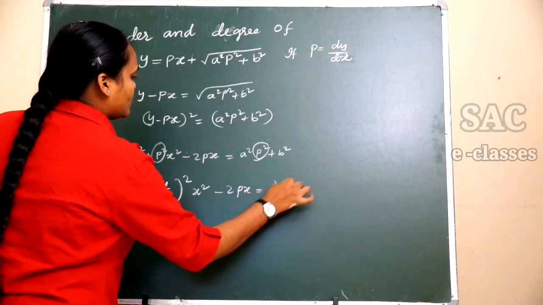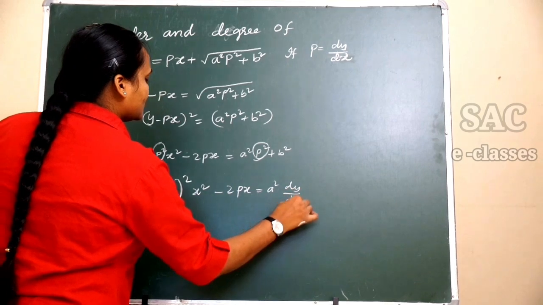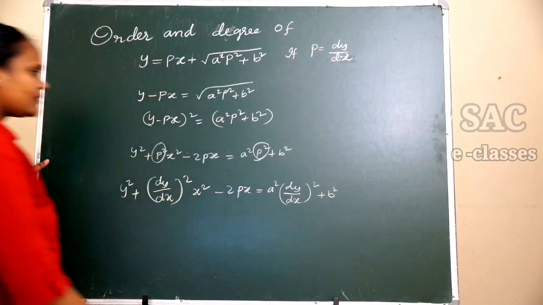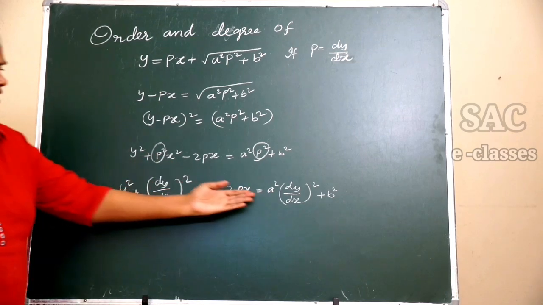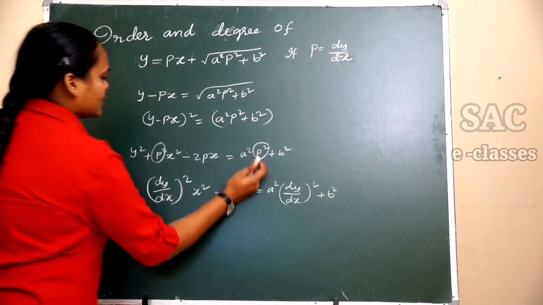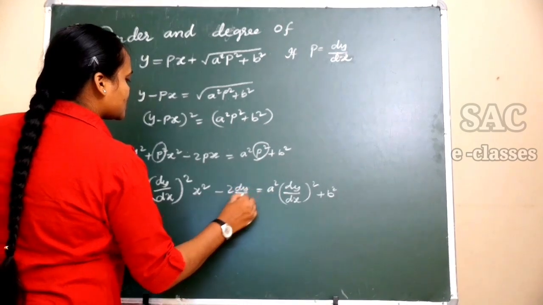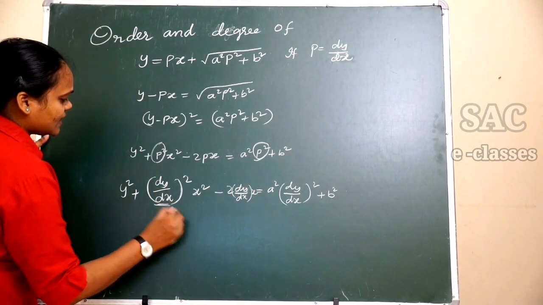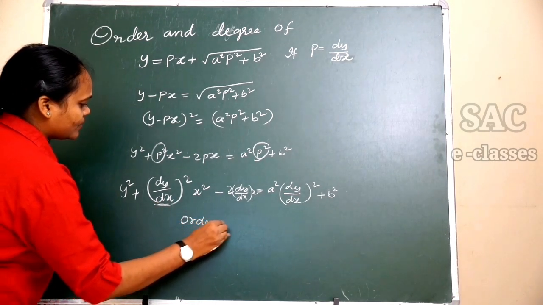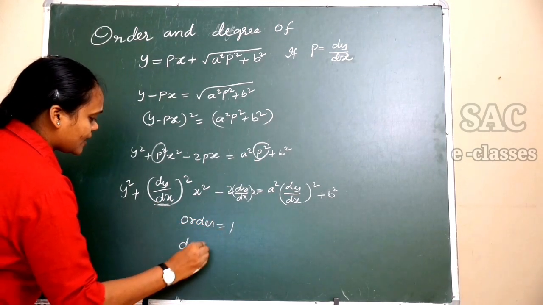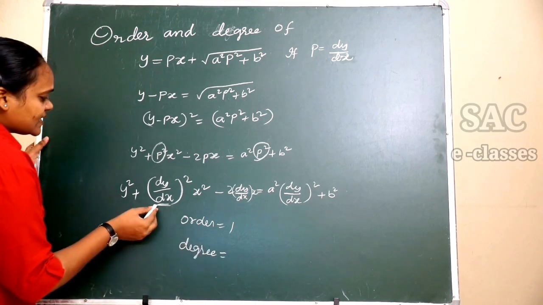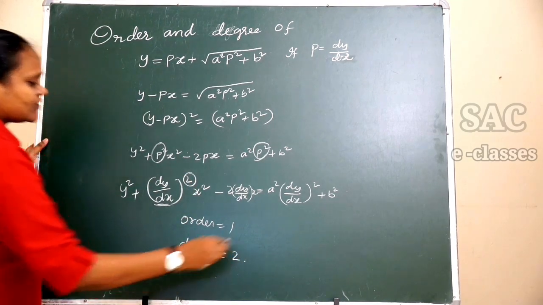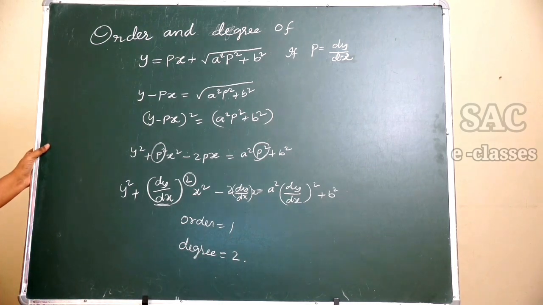They did not ask about eliminating the arbitrary constants, whether these are arbitrary constants or not. They just asked for the degree as well as the order. The order is clearly the first-order derivative, and coming to the degree, the power of the highest derivative is called the degree. So the degree is 2. Let's move to the next problem.